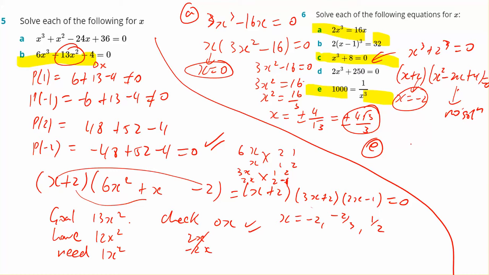Okay, and then lastly for E, I flip both sides, so I get 1 on 1,000 equals x cubed. And then I don't cube root x yet, I can write it like this: x cubed minus 1 on 1,000 equals 0, and we've got a hidden difference of 2 cubes here, so we've got x cubed minus 1 on 10 cubed equals 0.